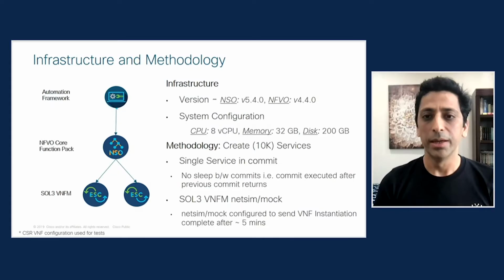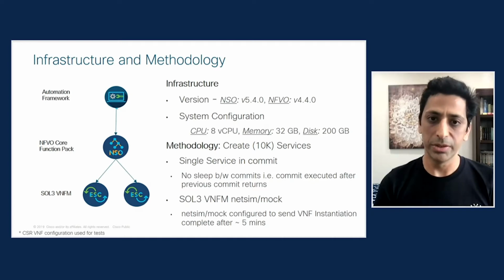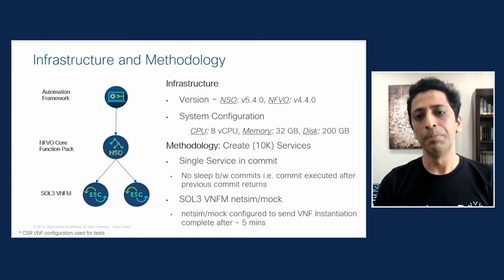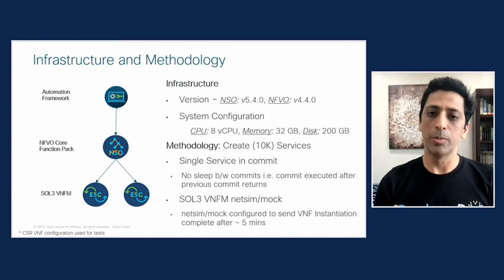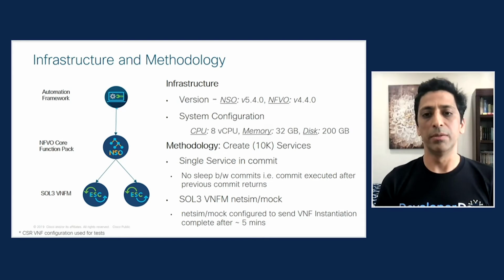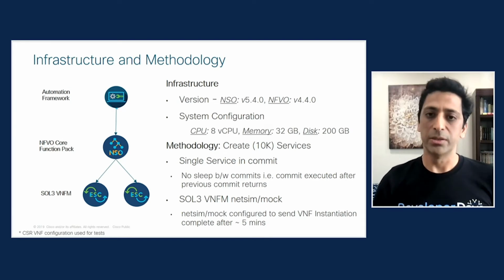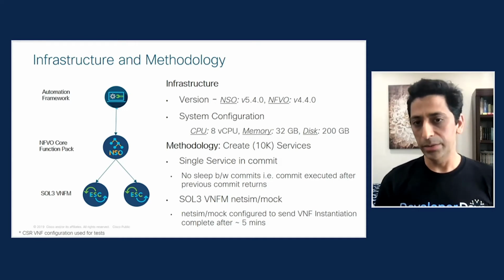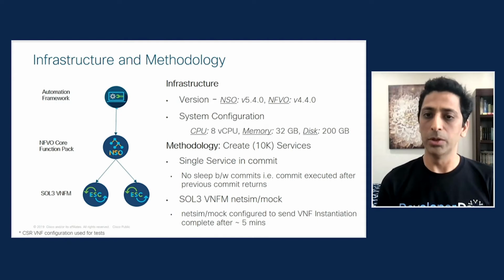Jumping to methodology, as we saw in the previous slide, we'll be creating 10K services. The intention is to commit a single service in each commit. In order to have multiple services being worked on in parallel, when we commit the first service from the automation framework, the moment that commit returns, we'll kickstart instantiation of the next VNF. That would essentially force NSO to have multiple services being worked upon in parallel. The idea is to understand how NSO works on these services in parallel.